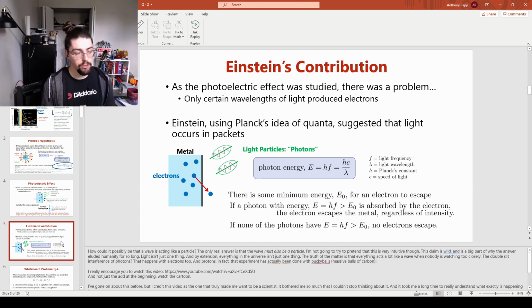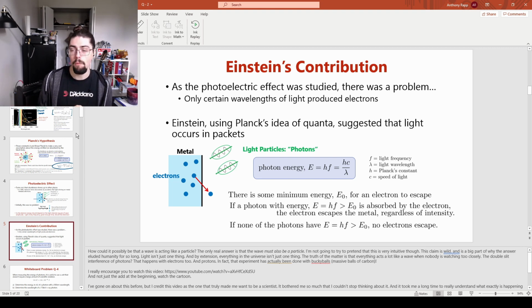Only certain wavelengths of light actually did this. And more specifically, it's not just certain wavelengths. With the long red wavelengths, infrared, it didn't matter how intense the light is. You could have the world's strongest infrared laser shine directly on a metal, and you would never get any electrons out of it. But if you take a pocket ultraviolet laser light, you would get tons of electrons very rapidly.